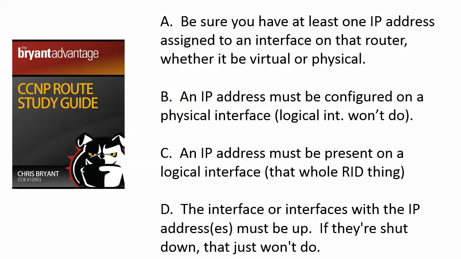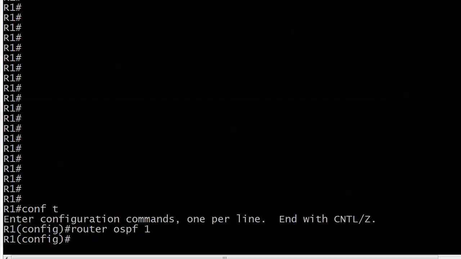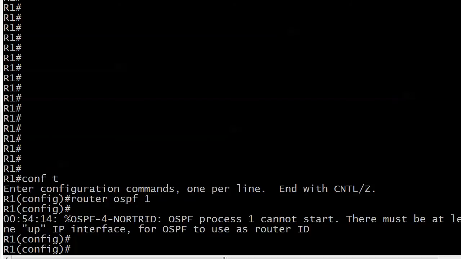So let's go ahead and jump right into the lab work. Here's our router, and unbelievably, by the strangest of coincidences, there are no IP addresses on this router. So what we're going to do is go ahead and try to start OSPF. Your first hint that there's a bit of a problem is you get that R1 config message right there. You notice it just goes to the config prompt, and it doesn't say config-router. A second or so later, and usually it's almost instantaneous, we get this message: "Nortred, OSPF 4 Nortred, OSPF process 1 cannot start."